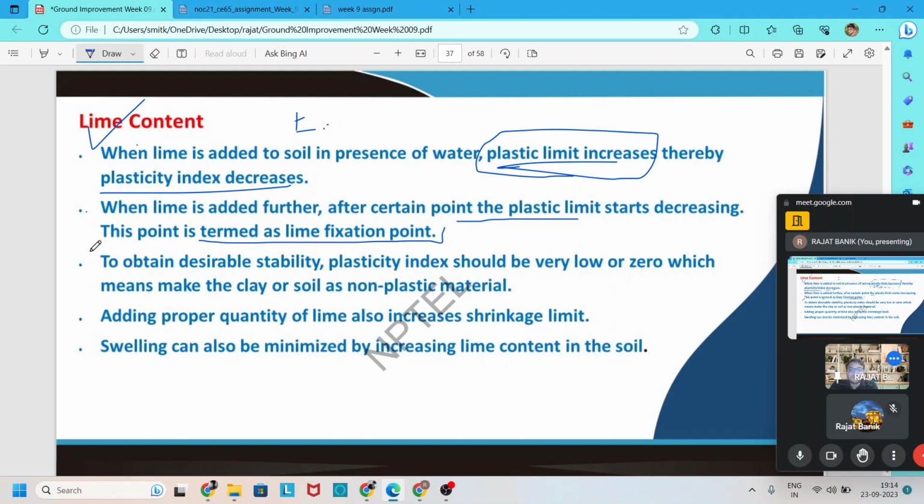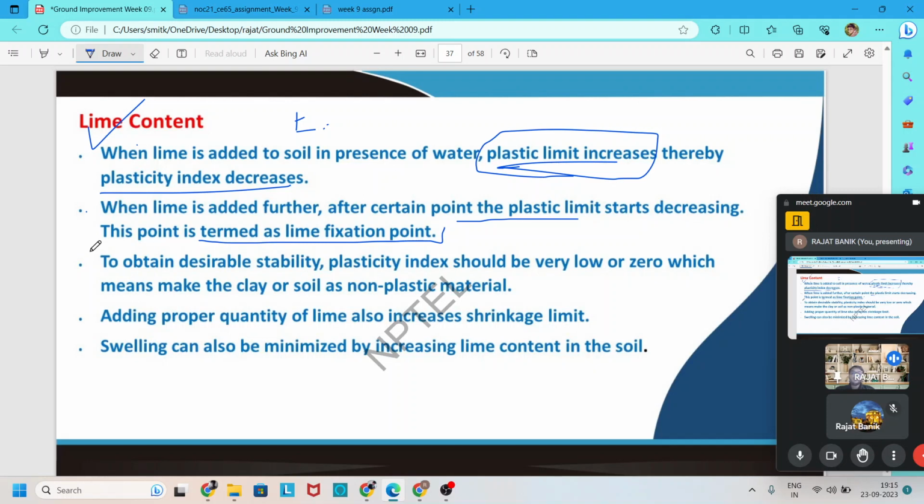Because if plastic nature of soil is present, the soil may shrink, or the swelling nature of the soil may increase, and expansion of the soil may increase, which is not good for our construction. Sometimes a foundation may fail, or sometimes a road pavement fails due to that. So when we apply lime, the plasticity index is reduced and the soil becomes non-plastic, which is good for our construction.